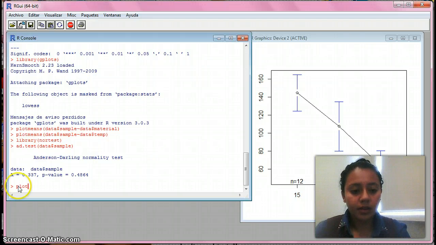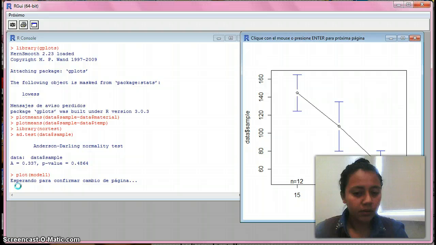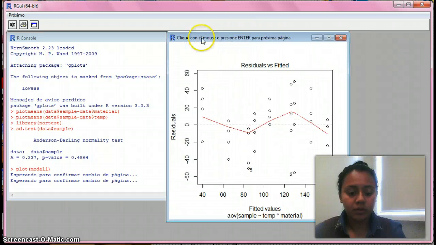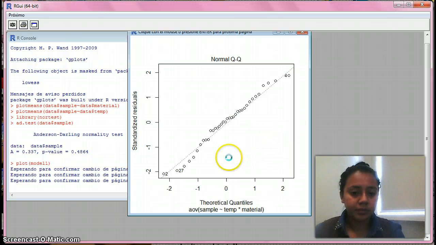To confirm the Anderson test, we need to plot model 1. We are going to get a residuals versus fitted plot and a QQ plot. The first one, the residuals versus fitted plot, shows us that the variance is not constant because there is not a horizontal line that confirms the constant value of the variance. Then in the QQ plot, we see that the dots are near the line. So that confirms the Anderson normality test.